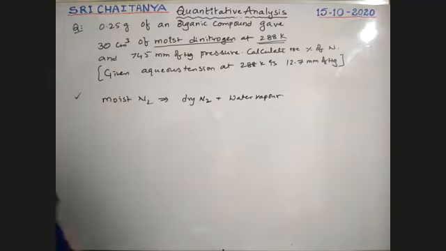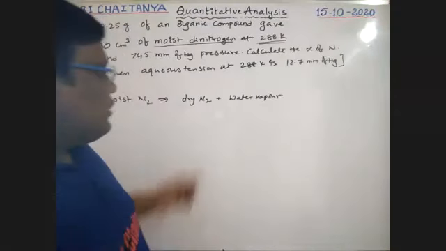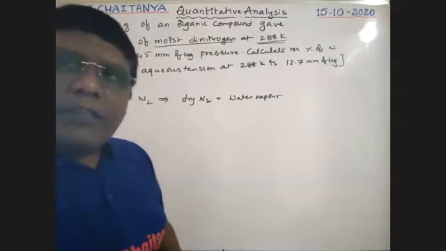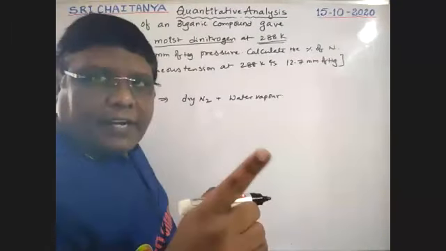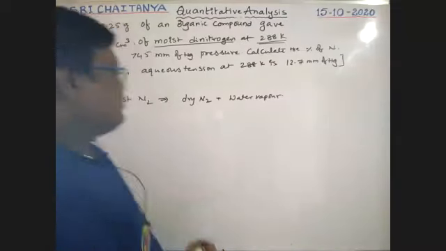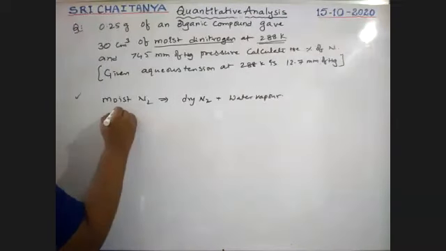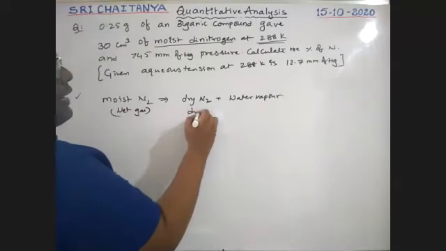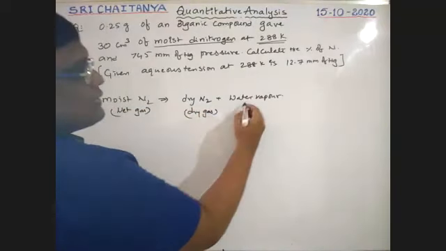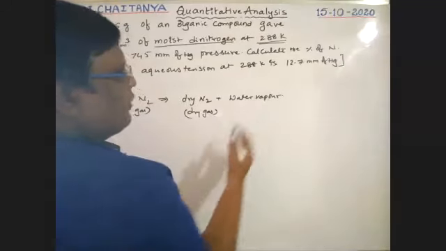Moist means some water vapor is there. So that is dry nitrogen plus water vapor. So we should use the pressure of dry nitrogen, but not moist nitrogen. Therefore, I am taking wet gas. This is dry gas. This is water vapor.